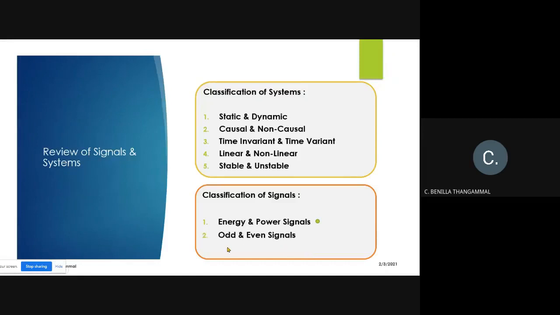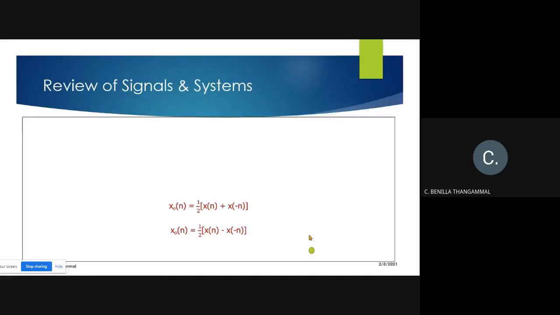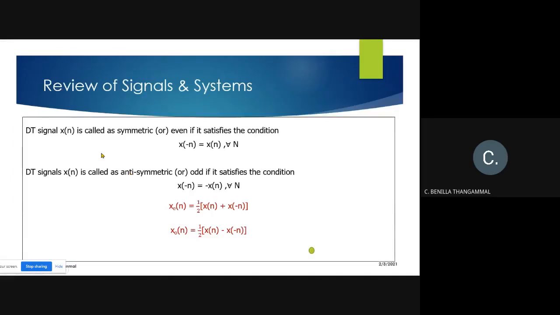The next classification is odd and even signal, or symmetric and anti-symmetric signal. A signal x of n is said to be symmetric or even if x of minus n is equal to x of n for all values of n. If x of minus n is equal to minus of x of n, it is said to be an odd signal or antisymmetric signal. They might ask you to find whether it is even or odd, or to find the even or odd signal values.